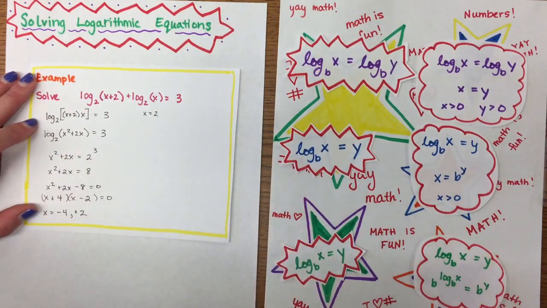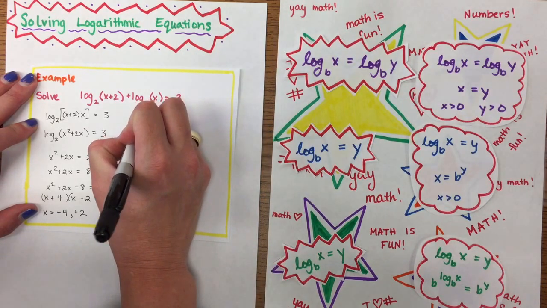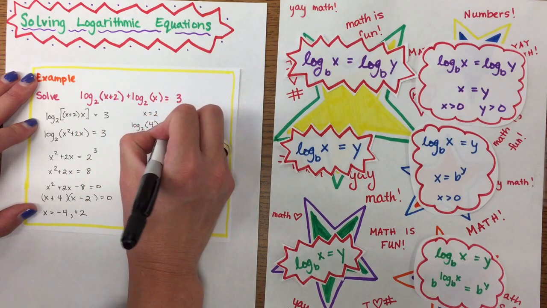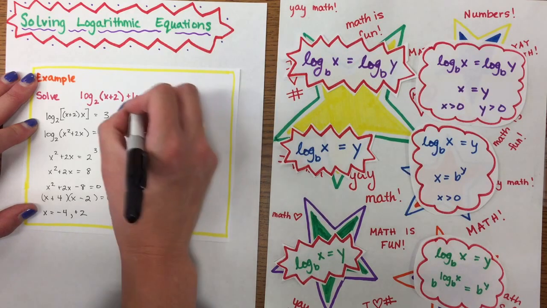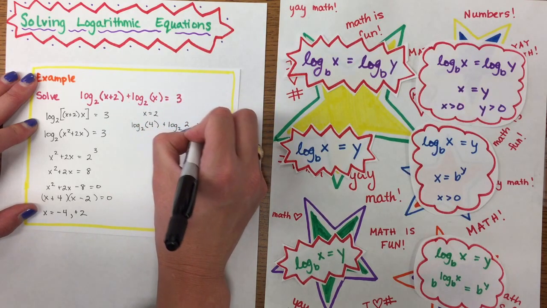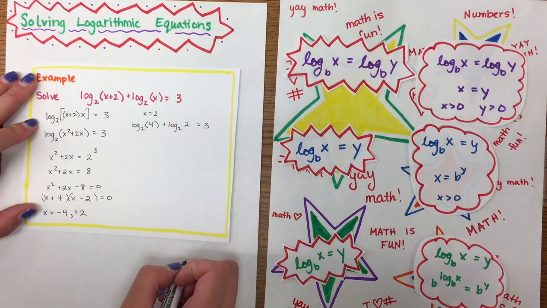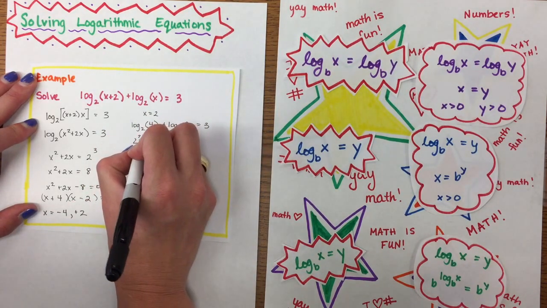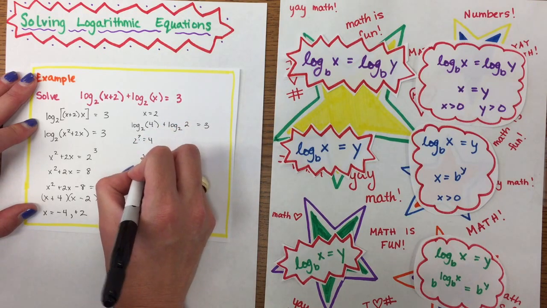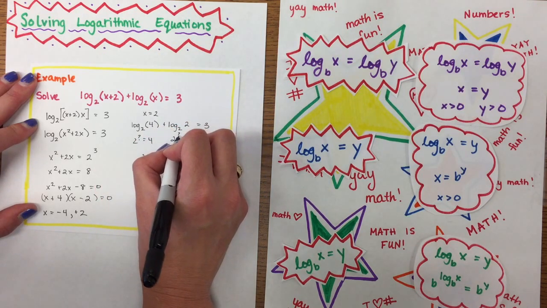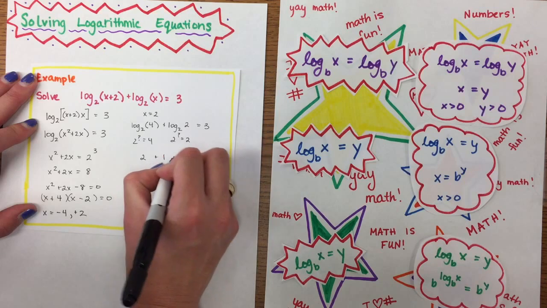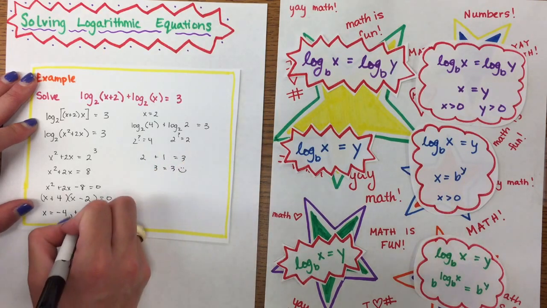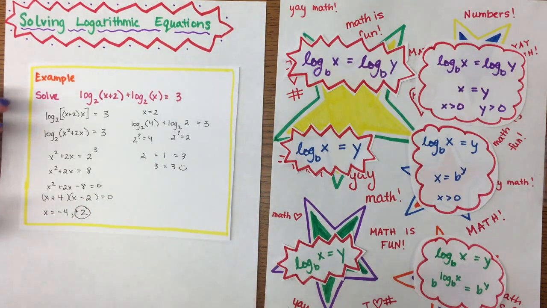So I'm going to start with x equals 2. This gives me log base 2 of 2 plus 2 is 4, plus log base 2 of 2 is equal to 3. Log base 2 of 4, I know 2 to what exponent is equal to 4, that's 2. And 2 to what exponent is equal to 2, that's 1. I get 3 is equal to 3. That works. 2 is an answer.